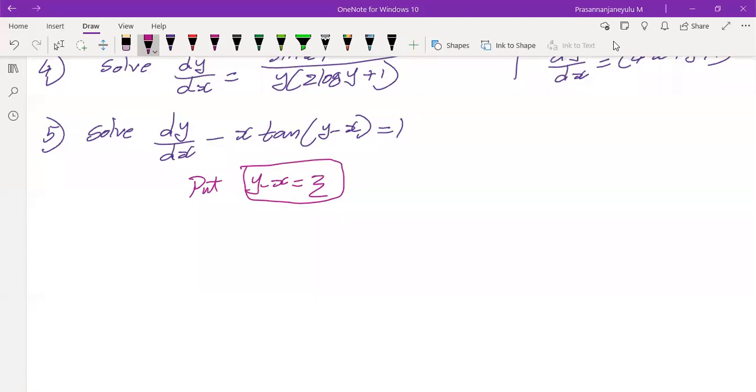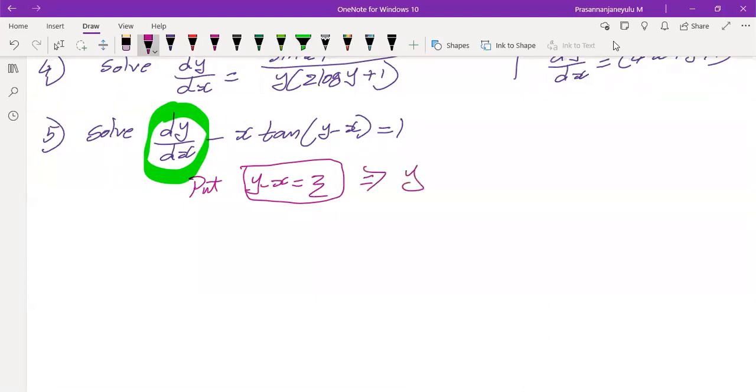Here, substituting y minus x equals z. Whenever we substitute a new variable, we have to convert the total problem into only two variables. What is the dependent variable in the given problem? What is that? We already discussed it in the earlier classes. Y is the dependent variable. X is the independent variable. Y is in terms of x. Now we can change it into y in terms of z.